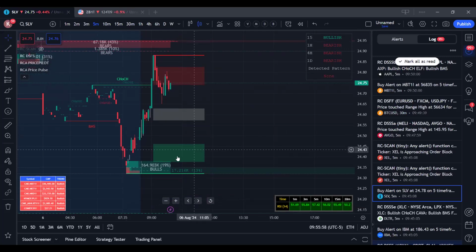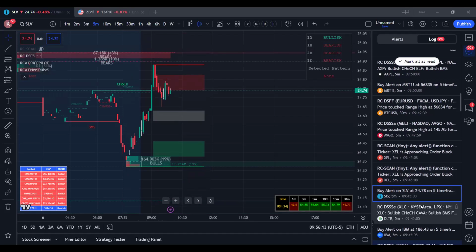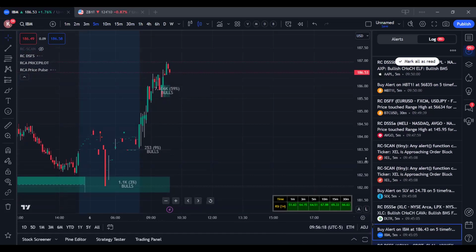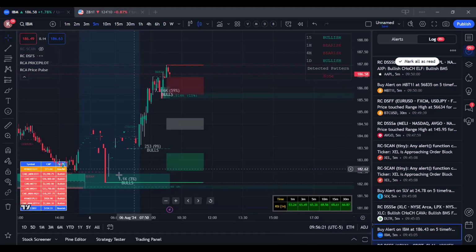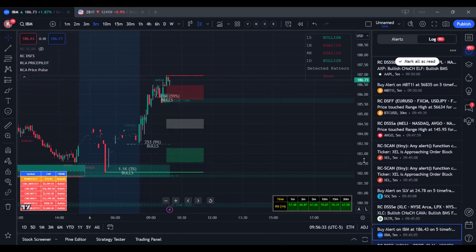Yeah, there are nearly 165,000 bulls here. So if it comes to the bottom, that is a very good opportunity. 1.1 bulls, 253 bulls, 7.6K bulls keep on going up, but it is close to a resistance, so it is a little risky to buy ABM now.